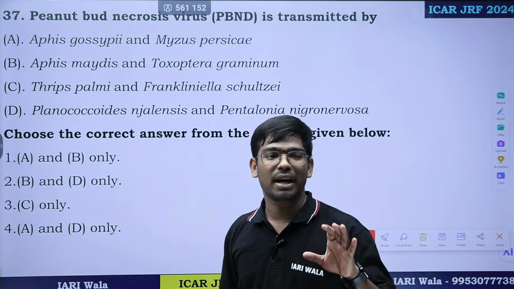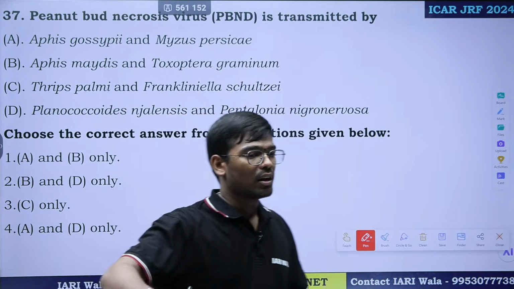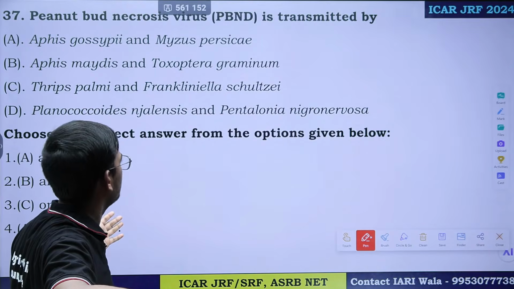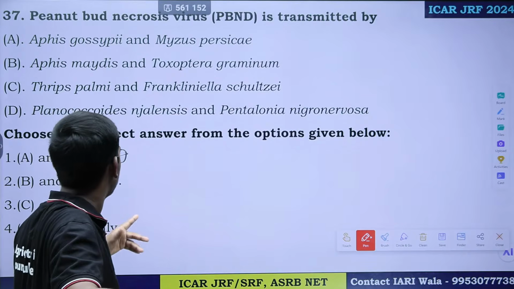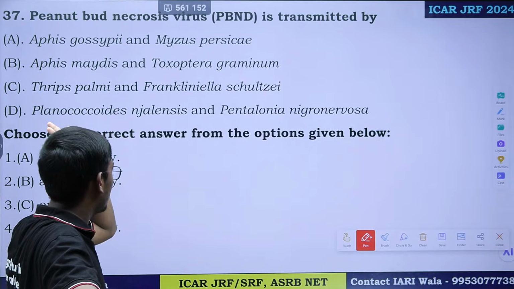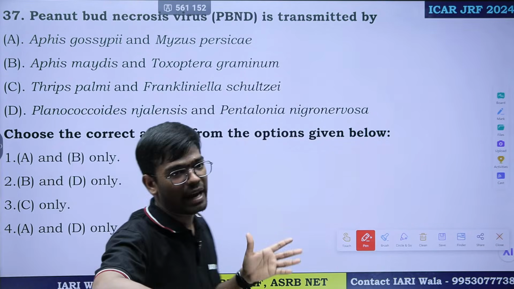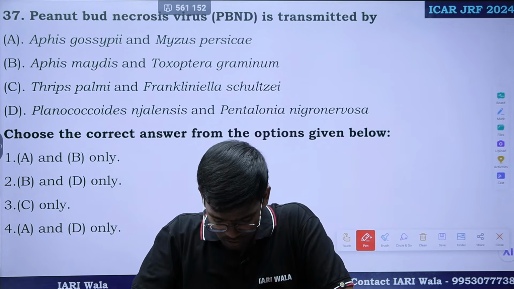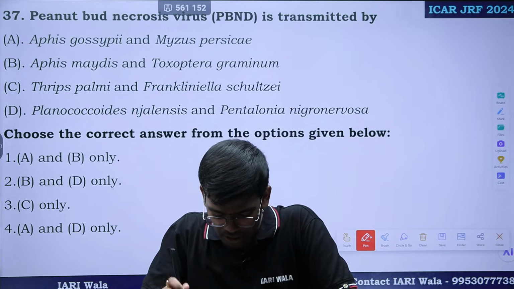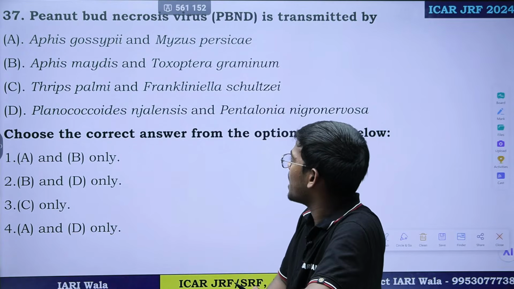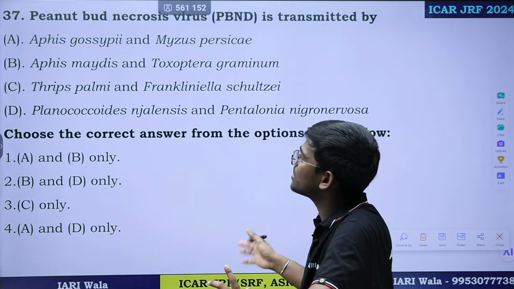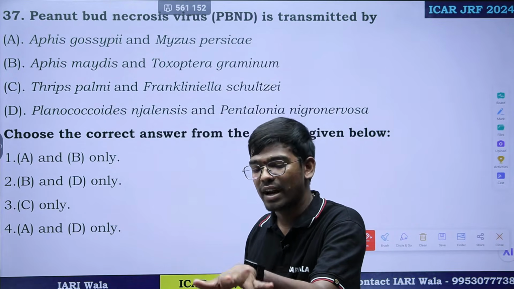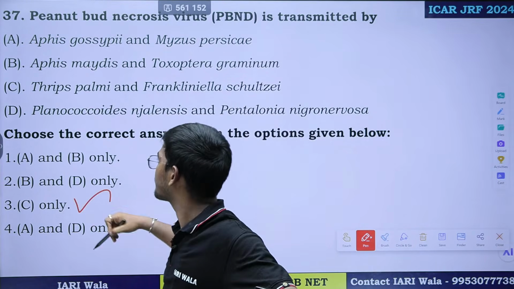And the next question: peanut bud necrosis virus, PBND, is transmitted by. Here we can see the options. A is Aphis gossypii and Myzus persicae, B is Aphis maidis and Toxoptera graminum, C is Thrips palmi and Frankliniella schultzei, and D is Planococcoides njalensis and Pentalonia nigronervosa. The set of options: A and B only, B and D only, C only, and A and D only. Kuldeep Yadav, hello sir. Hello Mr. Kuldeep Yadav. And Chaya Sahu kept option C, that is Thrips palmi and Frankliniella schultzei. Yes, it's correct. Peanut bud necrosis virus is usually transmitted by thrips itself. So you should know what the thrips species are. Here the thrips species are Thrips palmi and Frankliniella schultzei. So the third option will be correct, that is C only. Okay, Frankliniella schultzei.